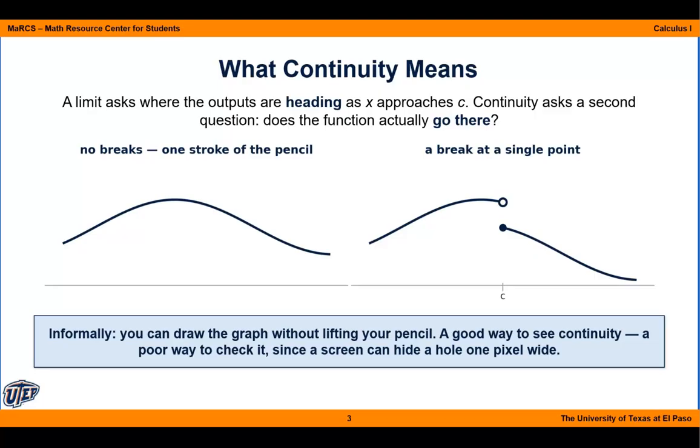The graph on the right has a break at a single input. The open circle shows the value approached by the surrounding graph, while the solid point gives a different function value at that input. Informally, we say that a continuous graph can be drawn without lifting the pencil. This is a useful picture of continuity, but it is not a reliable mathematical test. A graphing screen can hide a tiny hole or another important detail. For a precise test, we need the three conditions on the next slide.